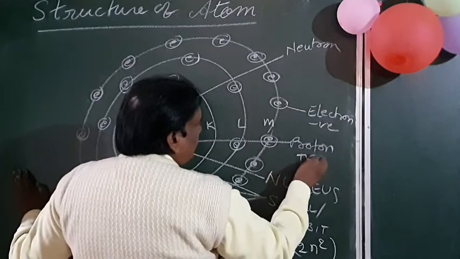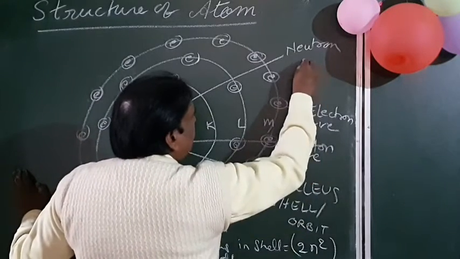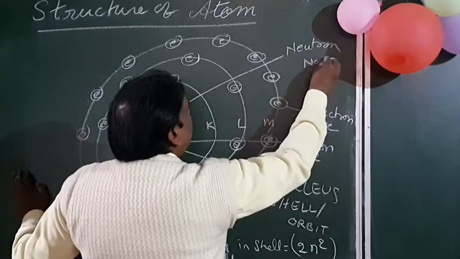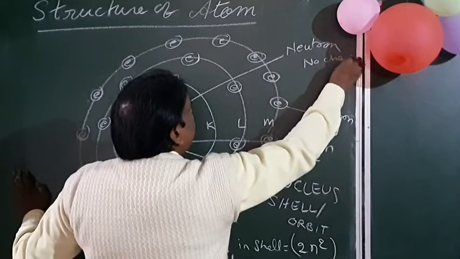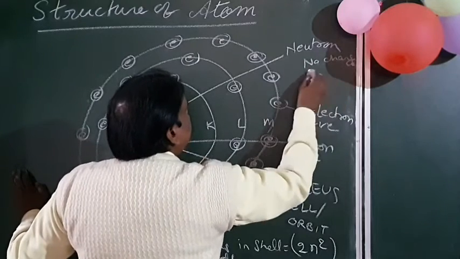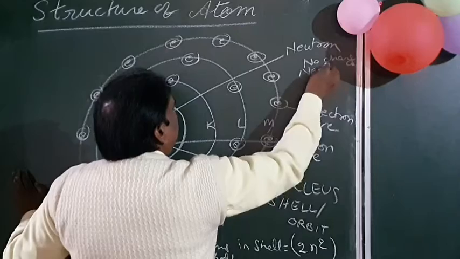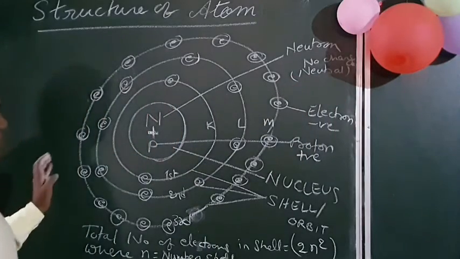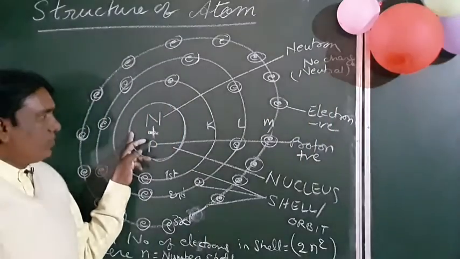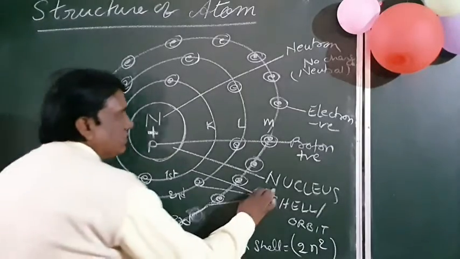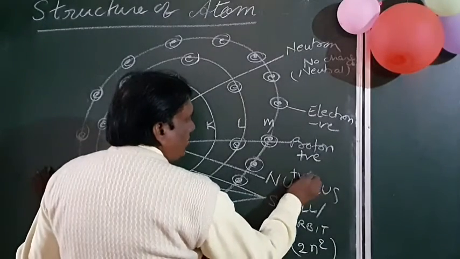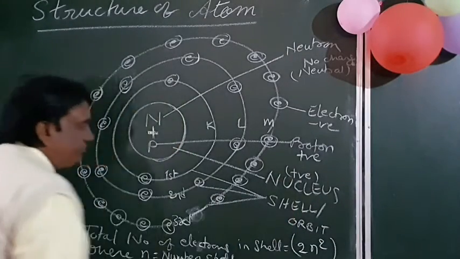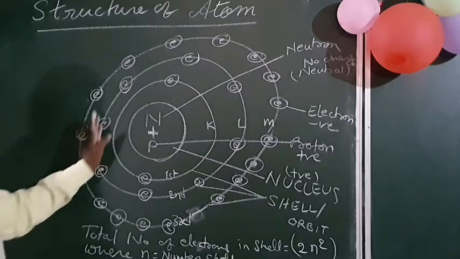having positive charge, but neutron has no charge. No charge means neutral. This is neutral. Okay. So, in this way the nucleus possesses positive charge. Nucleus has also a plus charge. Nucleus is positive. Clear? And each shell possesses a number of electrons.